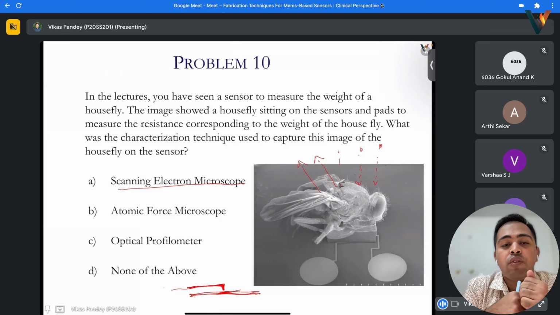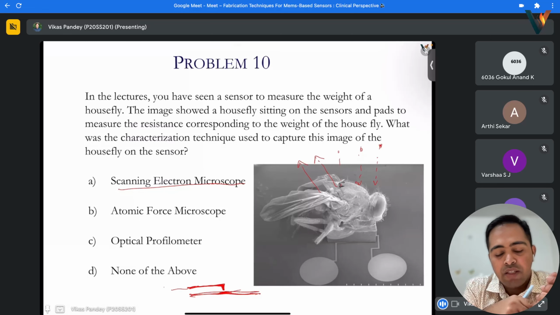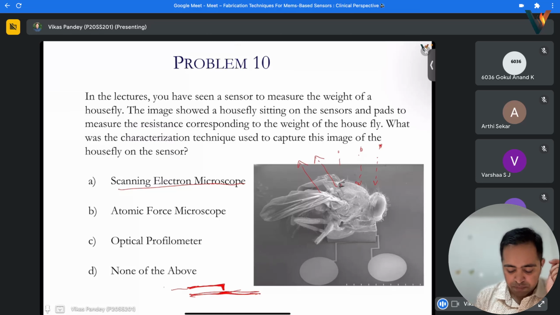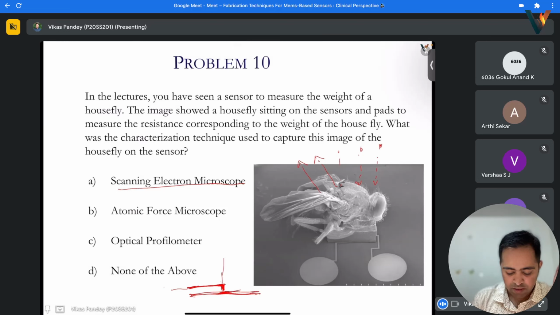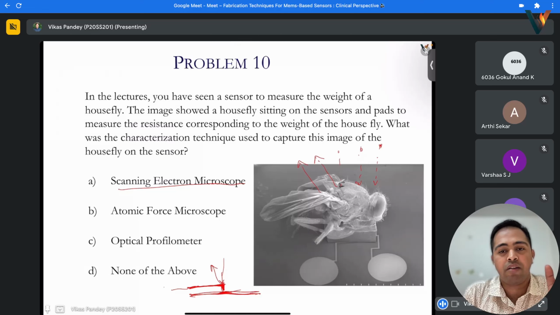Whereas in case of optical profilometer, that is a lens-based optical instrument, and there also some tip-like structure is used, but instead of current, there will be light over it, and it will reflect. When it moves over the surface, if it is up and down, the reflection will change, and according to that we will get the optical profile of the area. So now based on these three, which one will be the most appropriate option to take the image of such a structure?